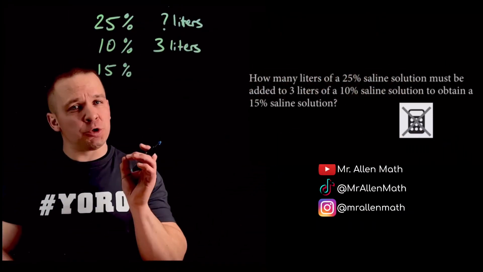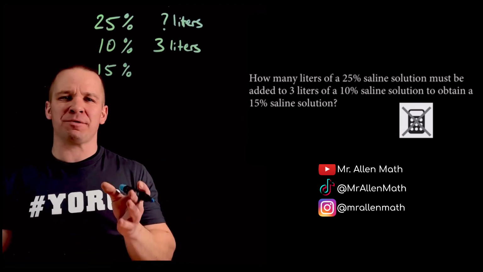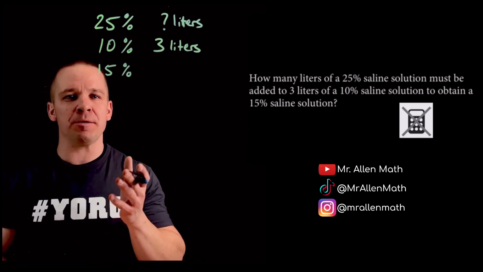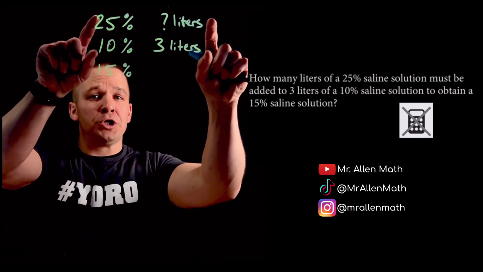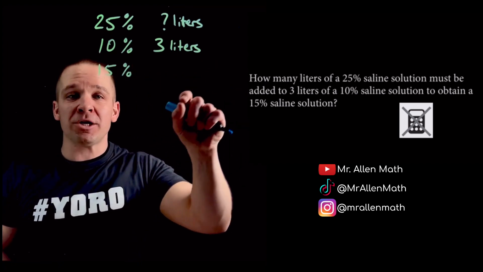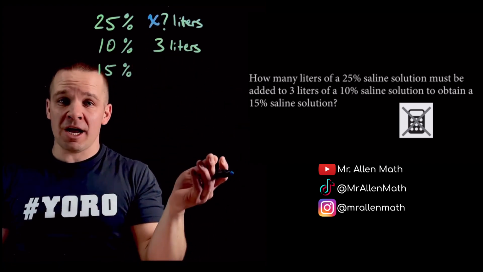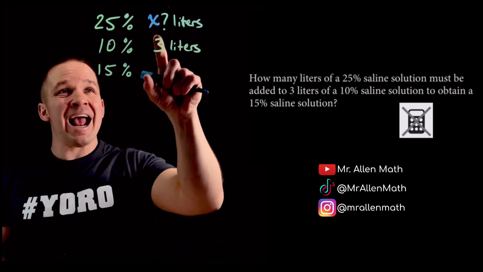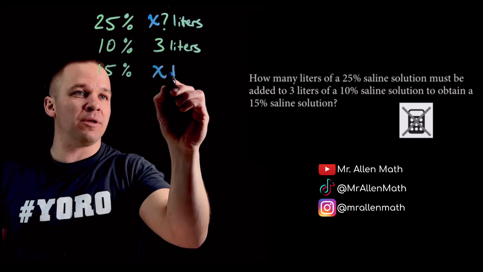How many liters of a 25% saline solution must be added to 3 liters of a 10% saline solution to get a 15% saline solution? Now I can set up an equation for this where I add these two liquids together to equal my mixture right down here. But I need to know some volumes. I'm going to use X for this one right here because it's unknown. And then when I add these two together, that gives me my total volume. So the 15% will be X plus 3.